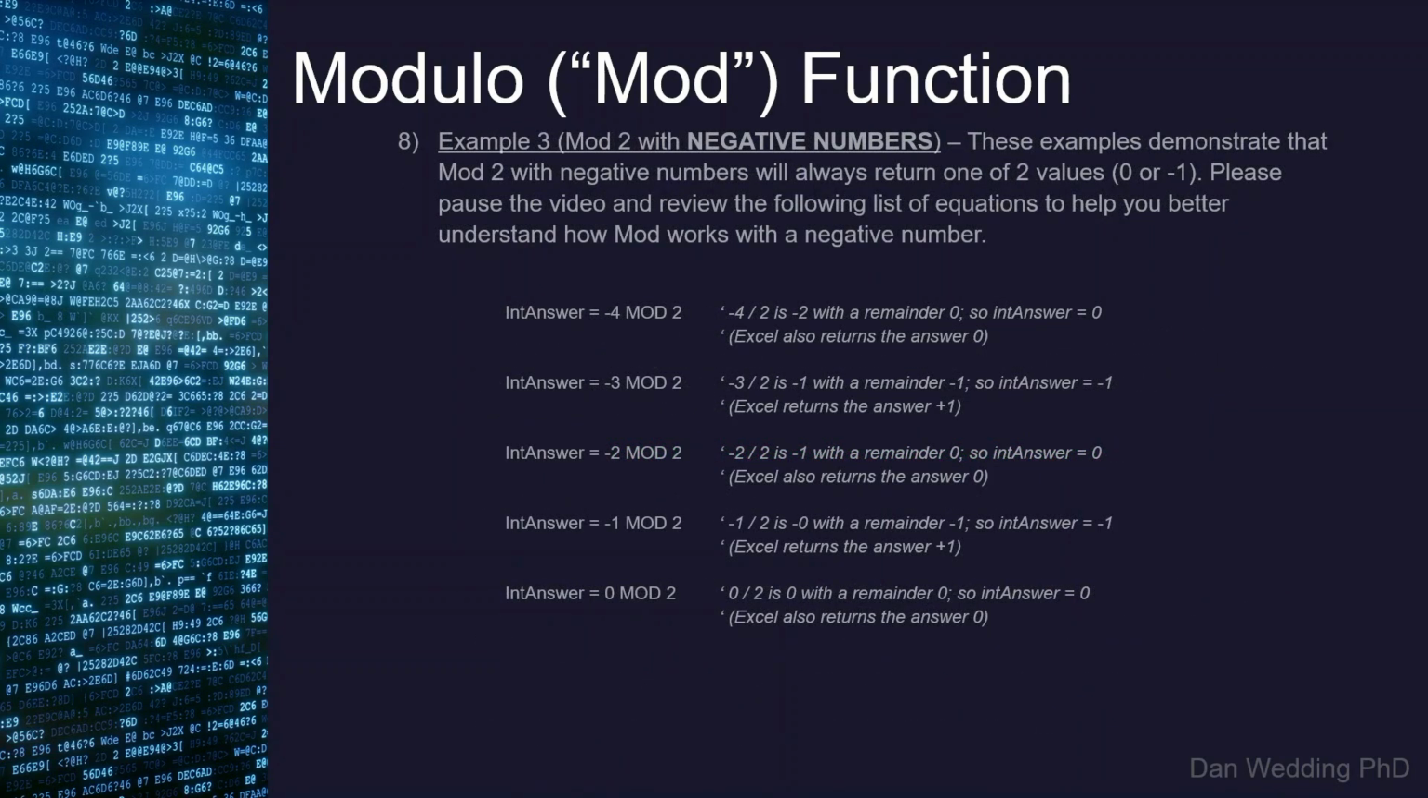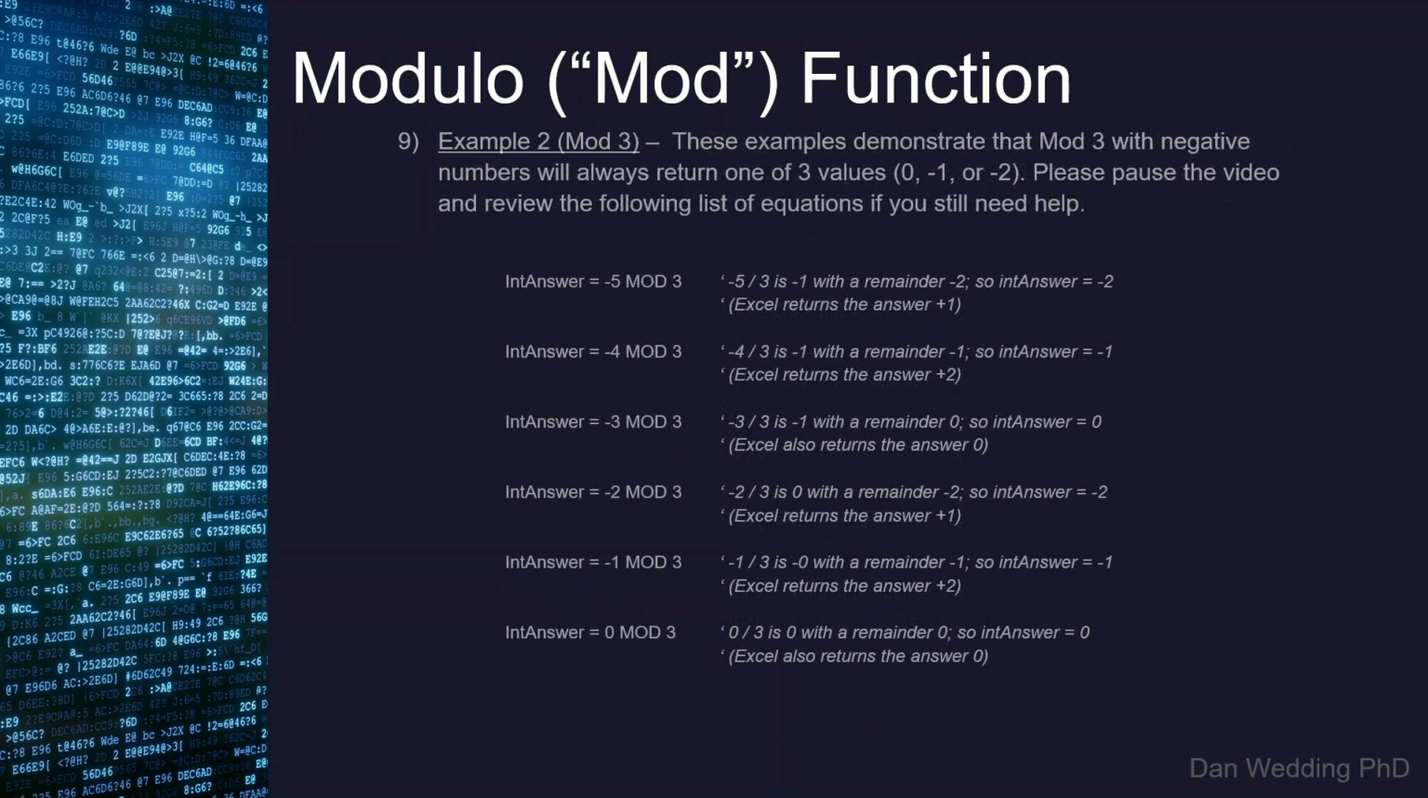These examples demonstrate that mod 2 with negative numbers will always return one of two values, 0 or negative 1. Please pause the video and review the following list of equations to help you better understand how mod works with a negative number. These examples demonstrate that mod 3 with negative numbers will always return one of three values, 0, negative 1, or negative 2. Please pause the video and review the following list of equations if you still need help.